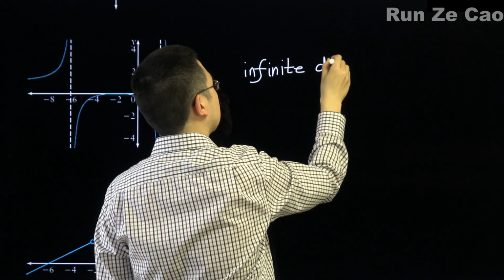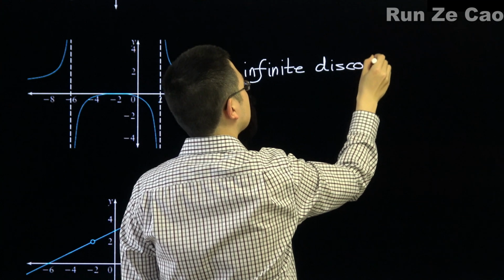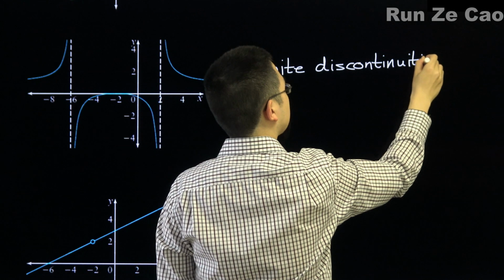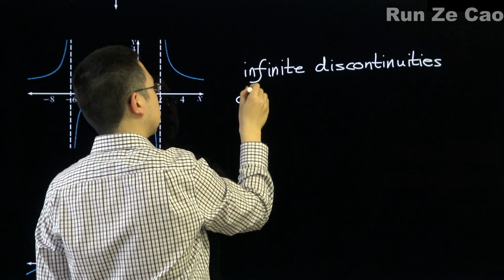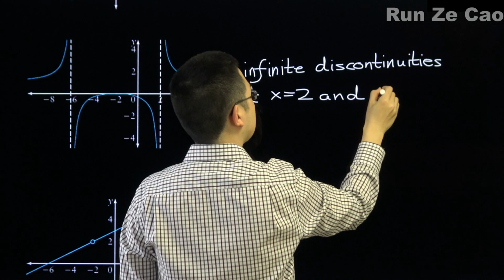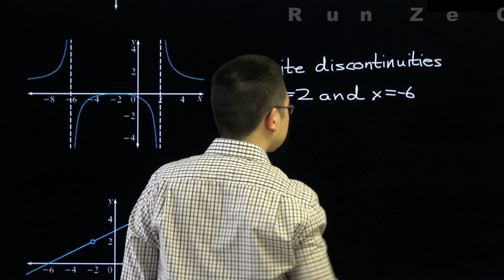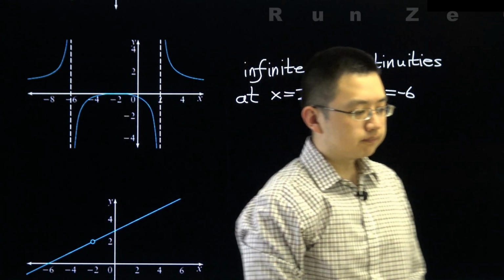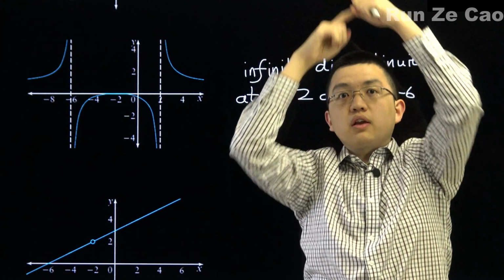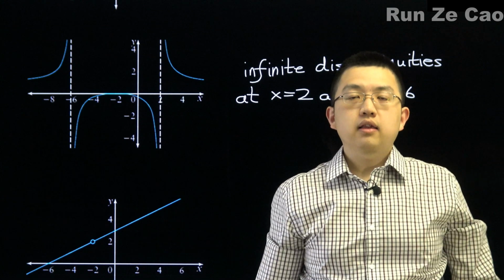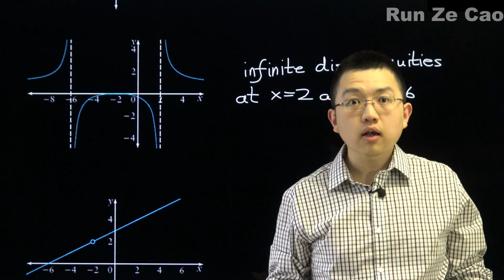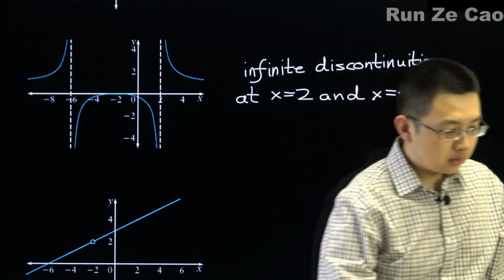Infinite discontinuity at x equals 2 and x equals negative 6. Please remember that even if they both go toward positive infinity or both negative infinity, that's still an infinite discontinuity, because the domain doesn't cover that point and it goes to infinity one way or another.